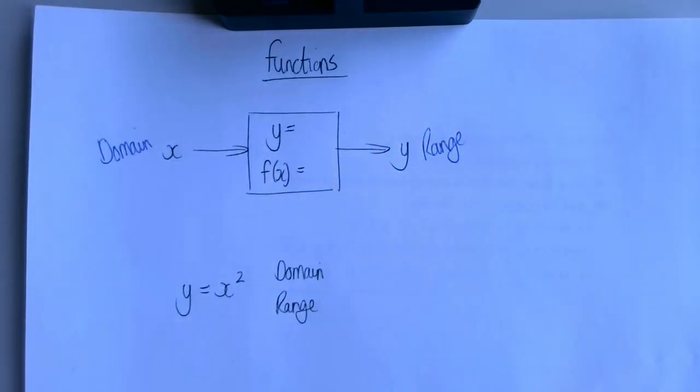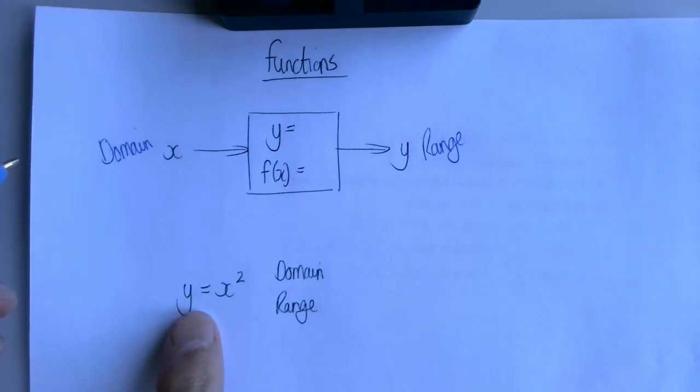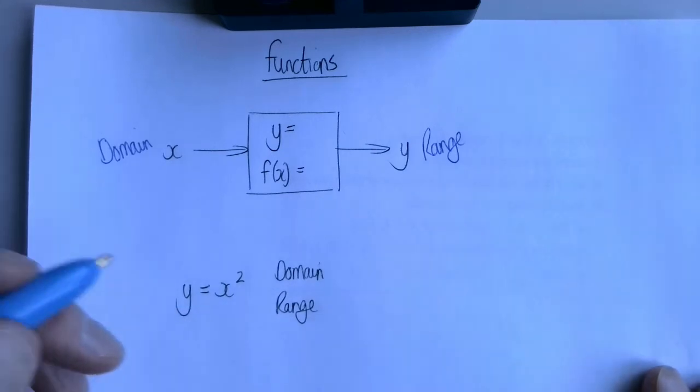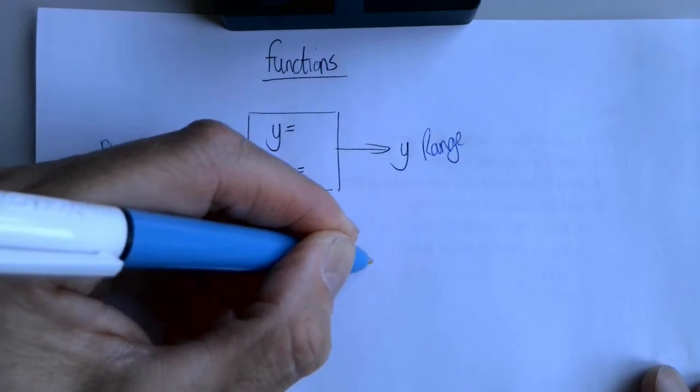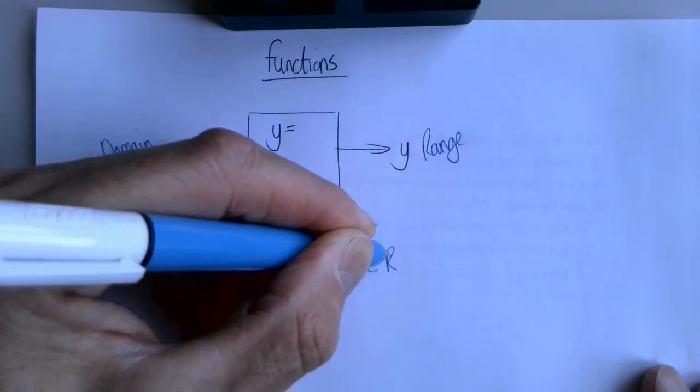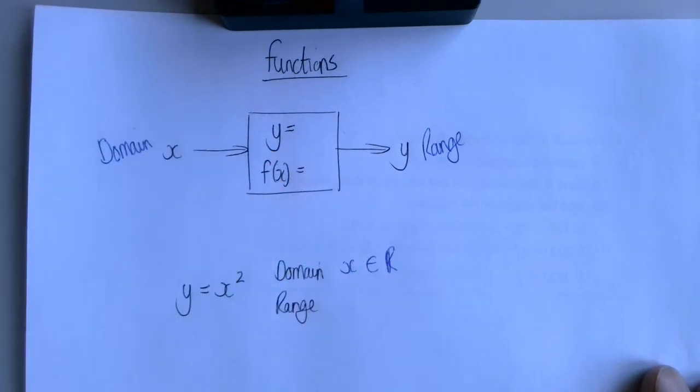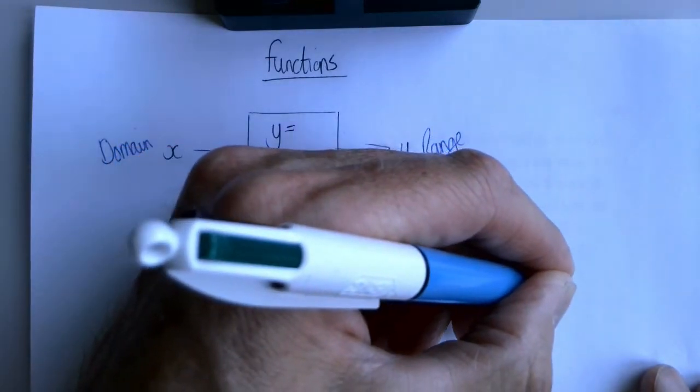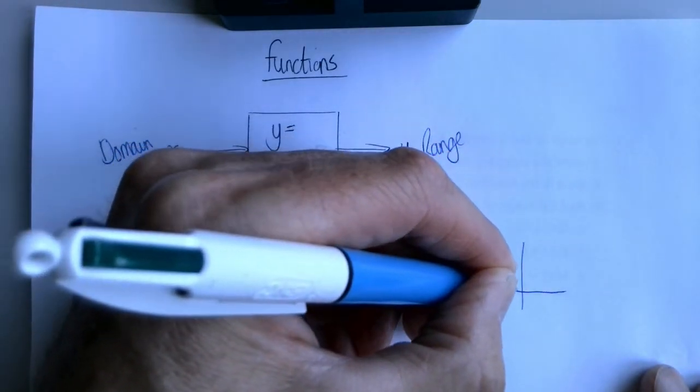And you might be thinking, well, hang on a minute, why can't I just put any number I want in? Well, some functions I can. Y equals x squared, I can square any number. So the domain, x, is a member of the set of all real numbers. There's no limit on the values that I can put into that function. And the range, well, let's have a look at what the y equals x squared graph looks like.